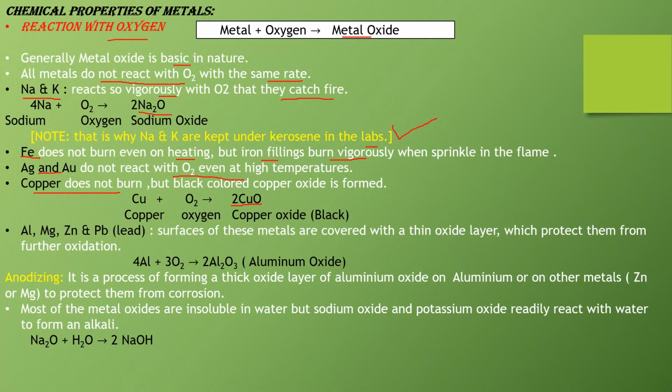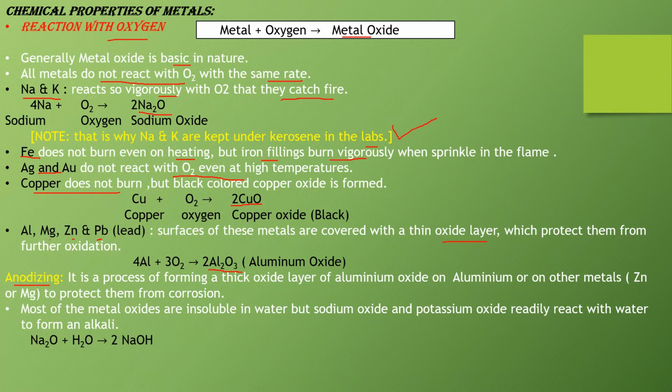Now aluminium, magnesium, zinc and lead have an oxide layer on their surfaces, and this oxide layer protects them from further oxidation. For example, whenever aluminium is exposed to air, it forms a layer of aluminium oxide, so it protects the aluminium from further oxidation. Now a term is used, anodizing. Now what do you mean by anodizing? This is very, very important.